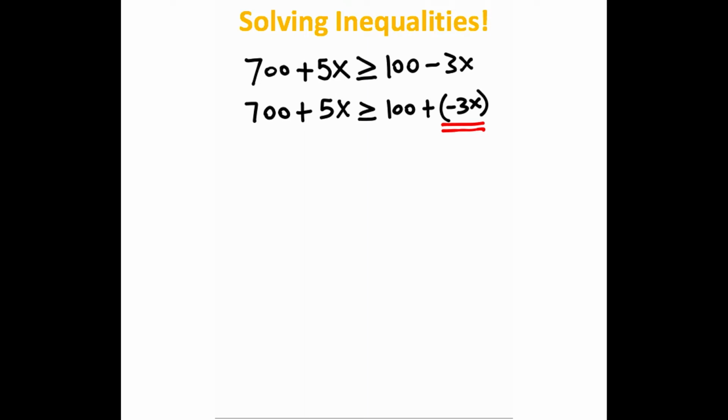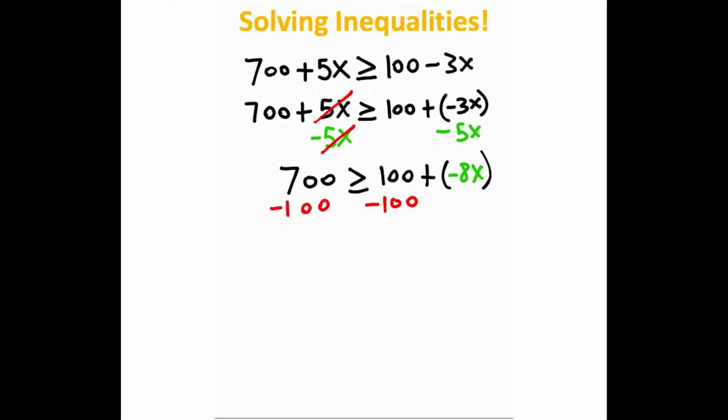Now I'm going to take 5x and subtract it from both sides of the equation. This will get the 5x's to cancel on the left side, and then negative 3x minus 5x, well that's negative 3x plus negative 5x, which is negative 8x. Now what I'm going to do is take 100 and subtract it from both sides. That'll get the 100s to cancel, leaving me with 600 on the left side and negative 8x on the right side of the inequality. Now I'm going to take both sides and divide them by negative 8.